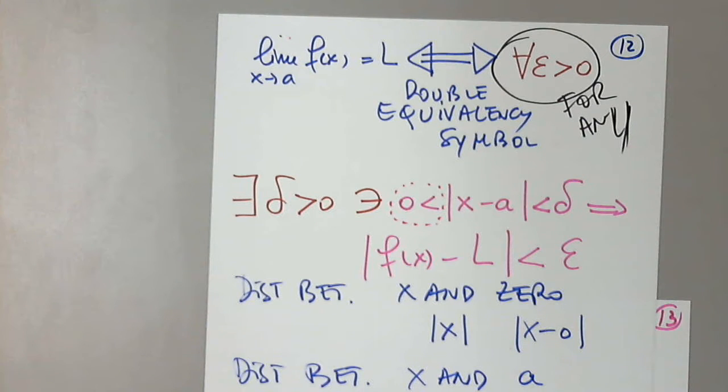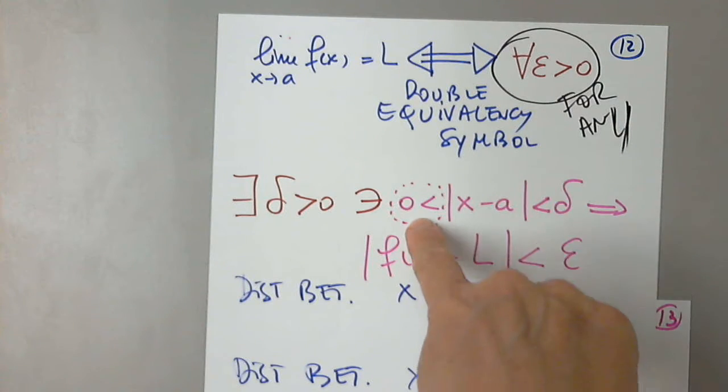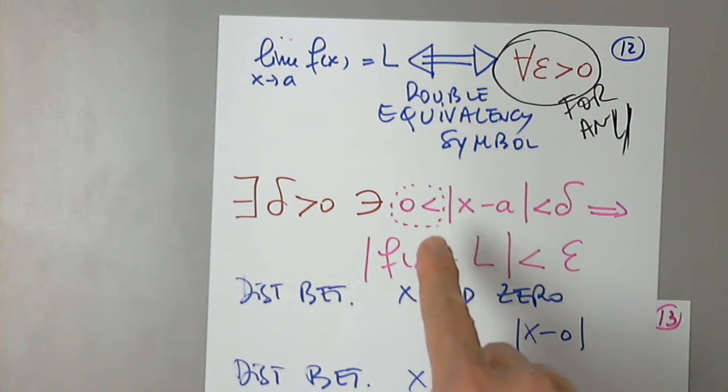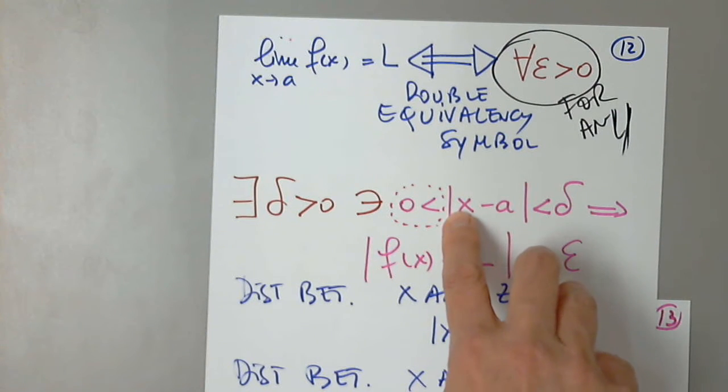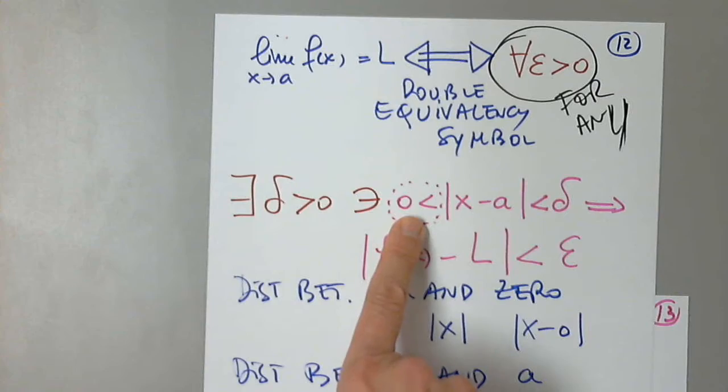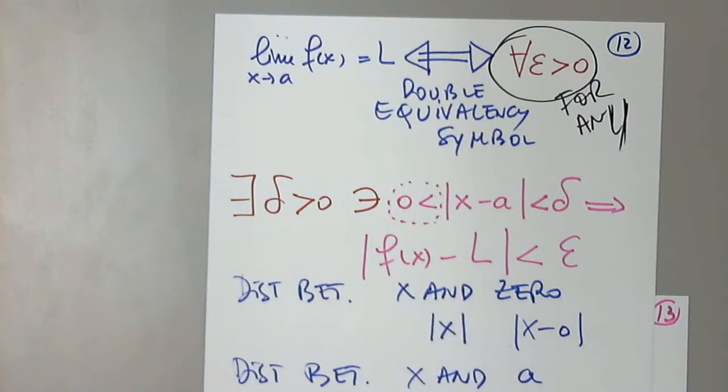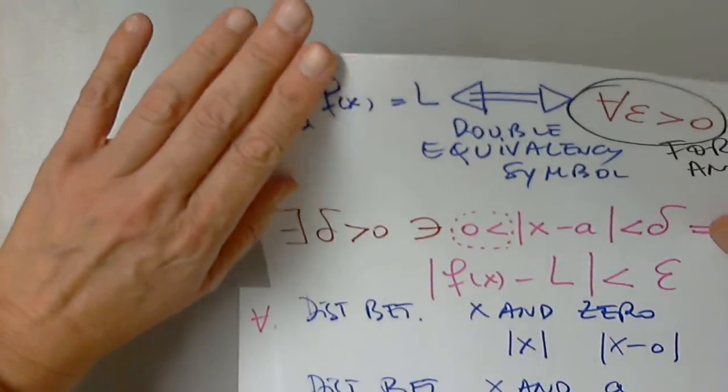It's not redundant. It means you cannot pick x to be a. This has to be strictly greater than 0, not 0. But we know we can pick x to be a. X approaches a, but we cannot pick x to be a. That's why this is extremely important. That specifically says x is close to a, but you cannot make it a. That's why we need that. Clear? Okay.